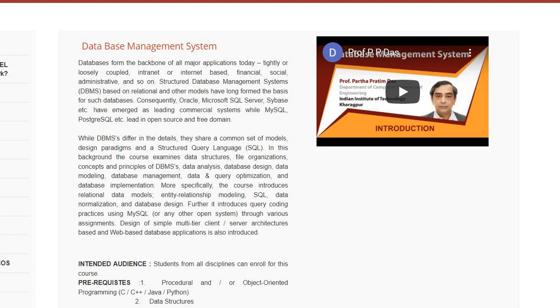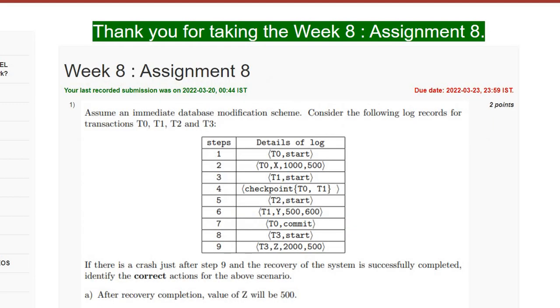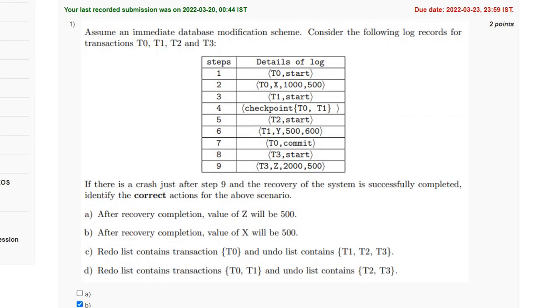In this video, I will discuss the solution of week 8 assignment 8 of database management system. For the first question, we have to identify the correct statement. So we have been given an immediate database modification scheme and the following log records for the transactions.